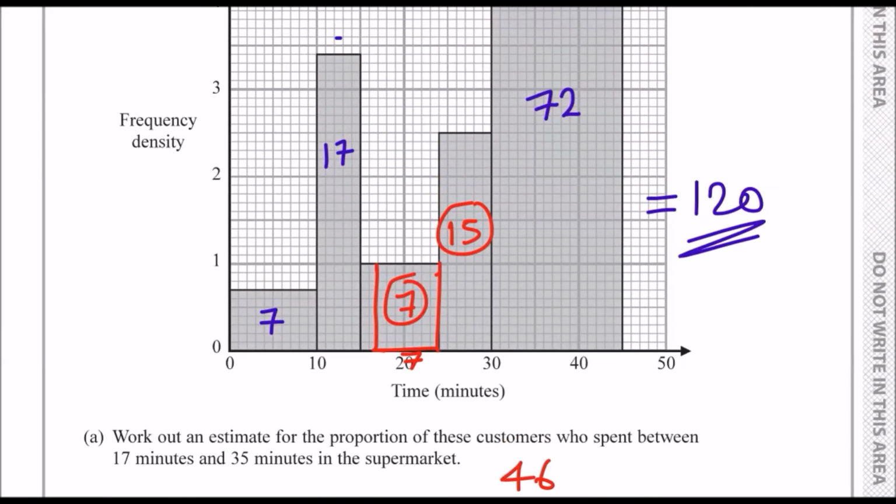Now, let's find the area which covers more than 36. So more than 36 implies that, well, 36 is over here. We're trying to find this block going all the way up on the right hand side, yeah? So all of this block on the right.